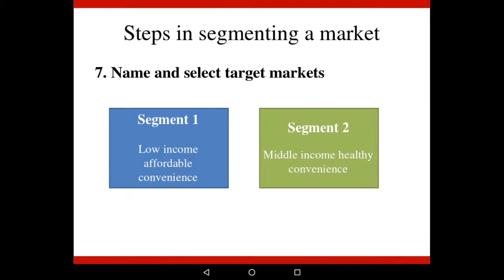Okay, segment 1, and this is called multi-segment targeting. Multi-segment targeting, because we're targeting 2, not just 1. If we only did 1, it would be niche targeting. If we did all 3, it would be undifferentiated targeting. But we chose 2, so it's multi-segment targeting.